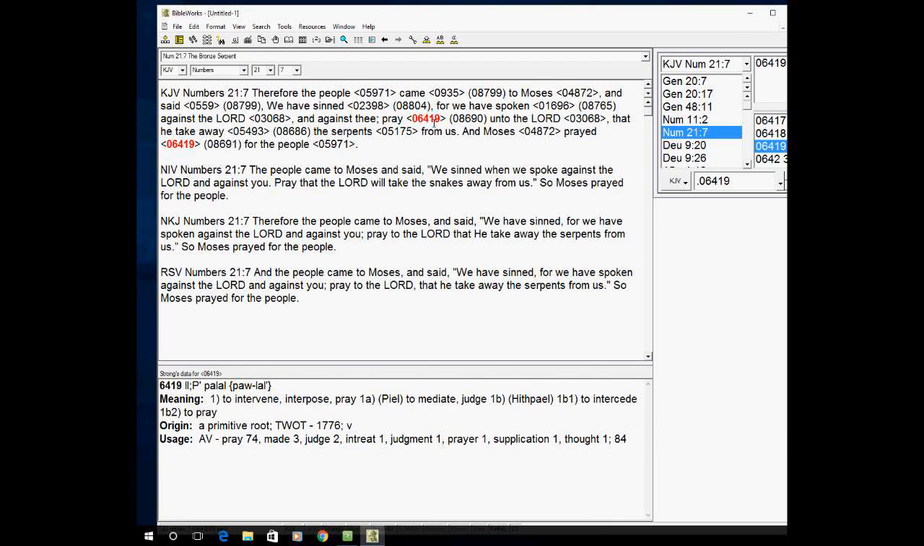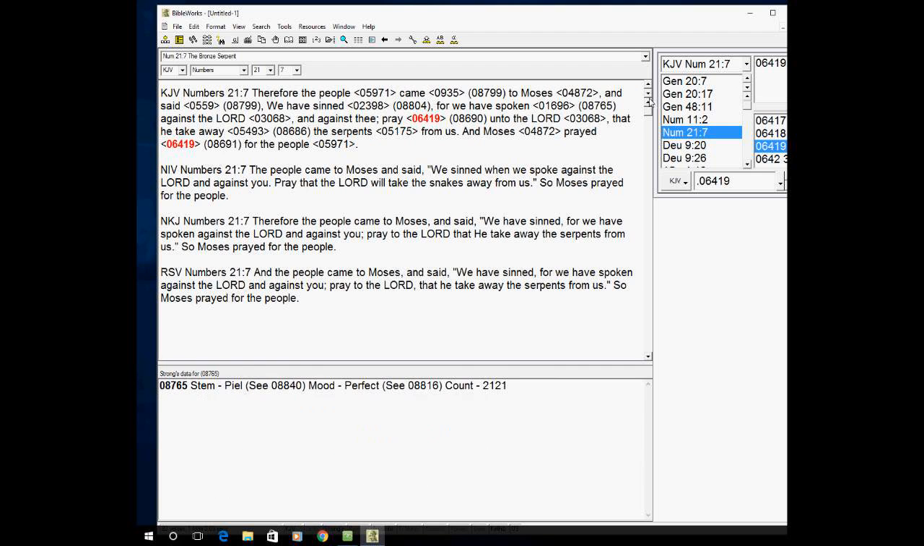In Numbers 21, verse 7, we see again that Moses is praying to the Eternal, which, again, if we look, is to intervene, interpose, to mediate, to intercede. So this would be what we might call intercessory prayer, this definition, where you're praying on behalf of somebody else.